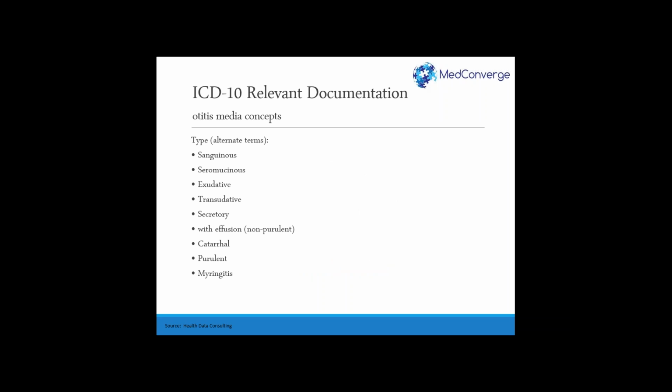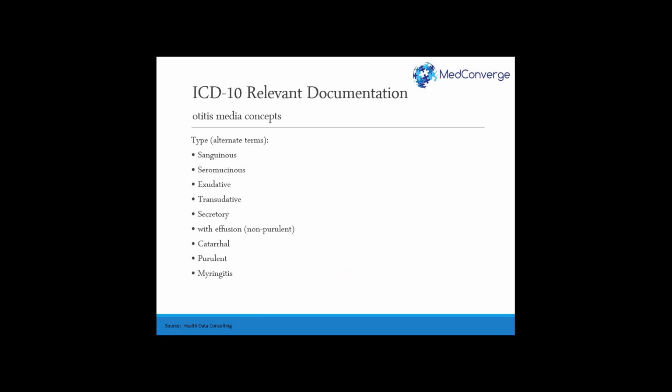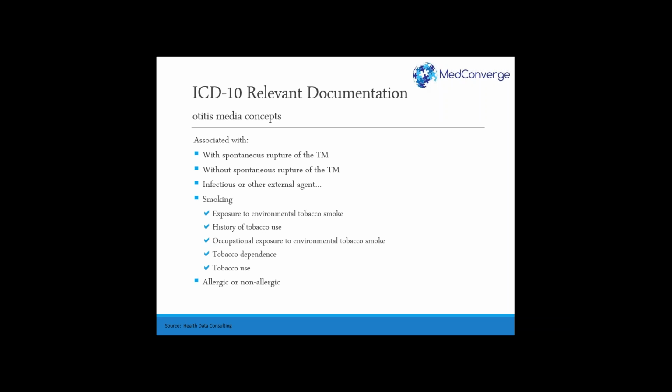So now when a patient comes in with otitis media, you should try to use these defining concepts, right? What type of otitis media it is, and you have this entire list to pick from, right? So just define what type of otitis media it is. And then once you define it, you need to tell us, is there rupture of the tympanic membrane or not? And is there an infectious agent involved? Now, if it is an adult, does the person smoke, right? Or do they have exposure to environmental tobacco smoke anywhere? Is there an allergic component to it, right?